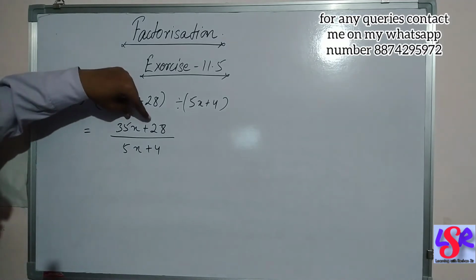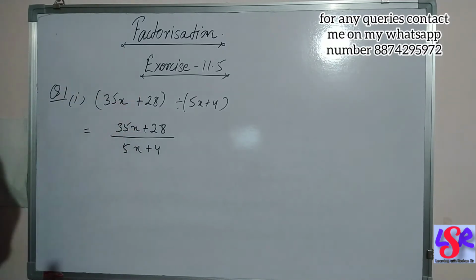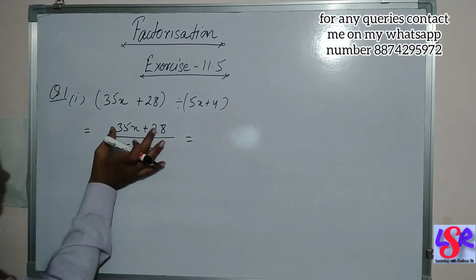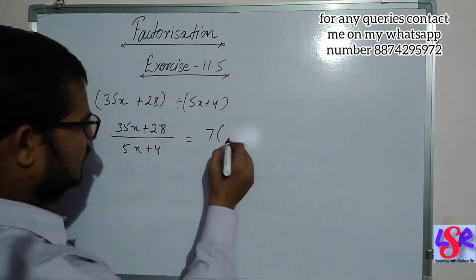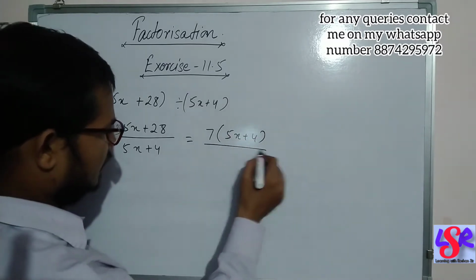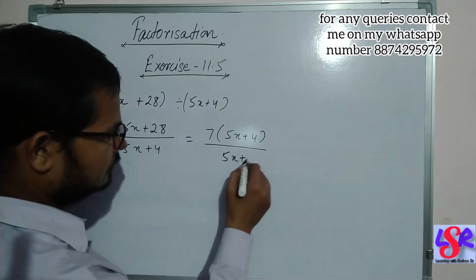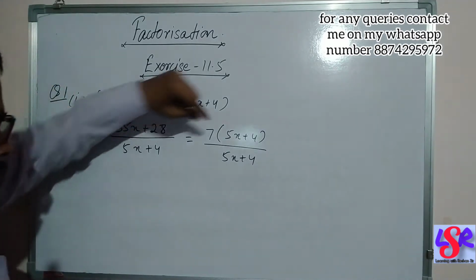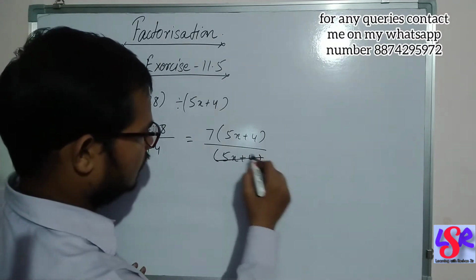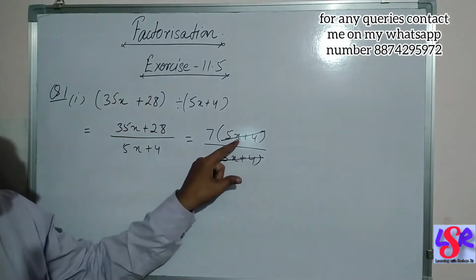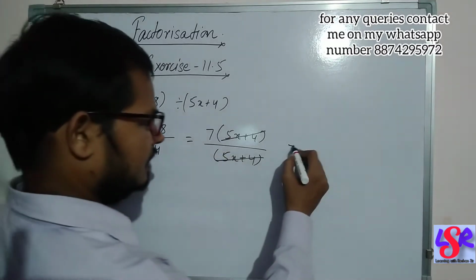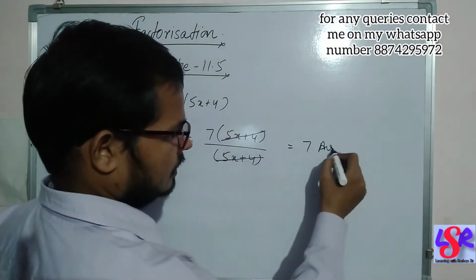Now here we can't divide this number by this one as it is. So very first of all, we are going to factorize this one, and we can take 7 common from here, and we can write this one as 7 into (5x plus 4), and here 5x plus 4. Now this whole bracket can be cancelled by this one in one time. Make sure we are not going to cut them individually. We are going to cut this whole bracket at a time, and here we get 7 as answer.